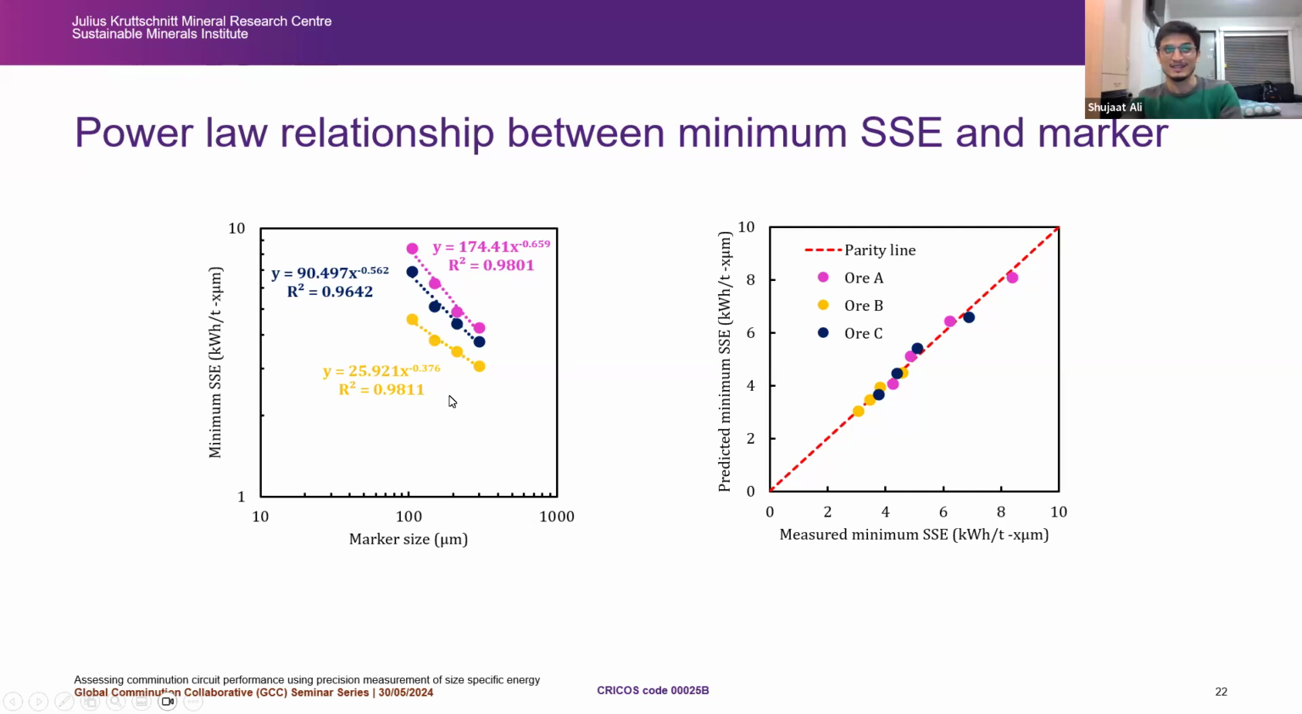And it's actually product size dependent. It decreases when you are increasing your marker size, right? And then I predicted my minimum size specific energy using those models or equations, and it came in very good alignment with my measurements. So that gives me good confidence that we can use this kind of model or models to basically predict our minimum size specific energy for the unknown marker sizes.